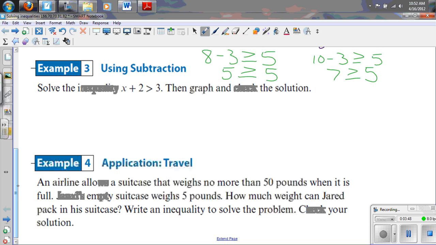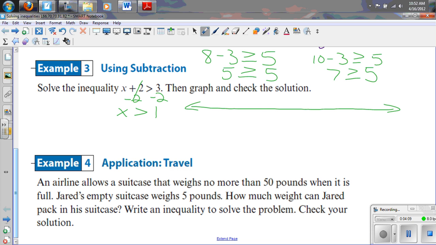Using subtraction, the addition and subtraction inequalities are the same. So if we can use addition, we can also use subtraction. Here we're going to subtract 2 from both sides. And so x, cancel out the 2s, is greater than 1. And then graph it. Here's 0, here's 1. It's just greater than 1, so we're going to put the open circle on 1 and talk about greater than. Okay, and again, you should check the endpoint, and you should check some number that fits into the set that we believe is true.